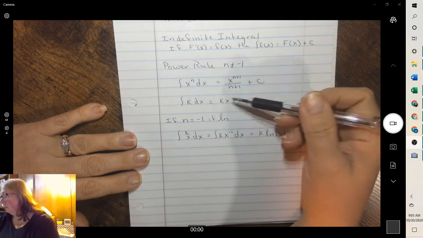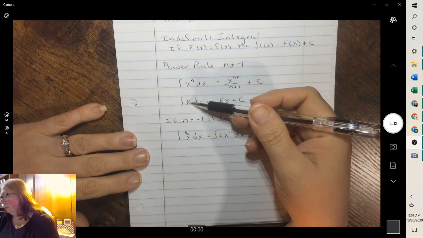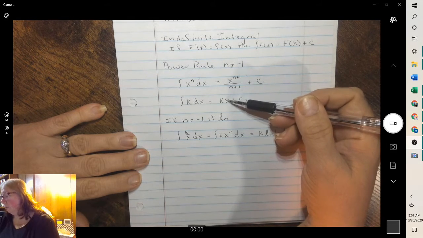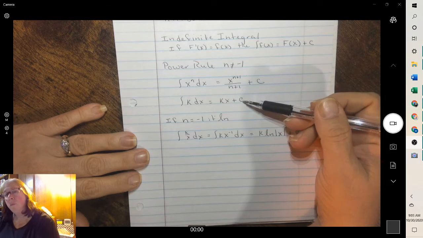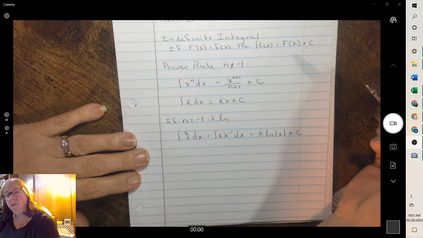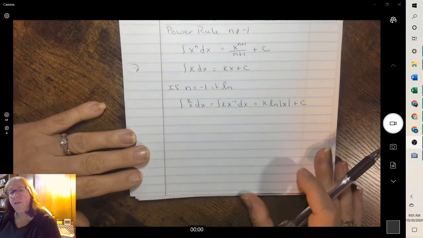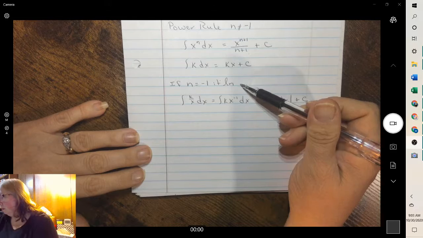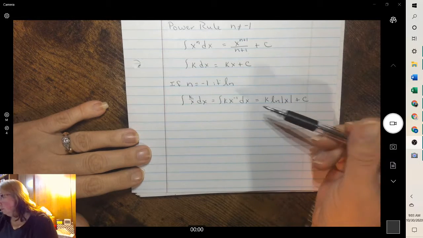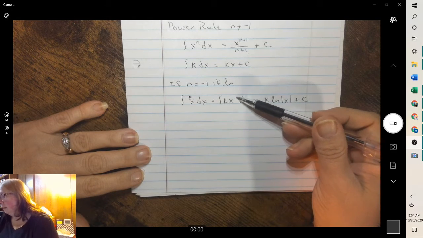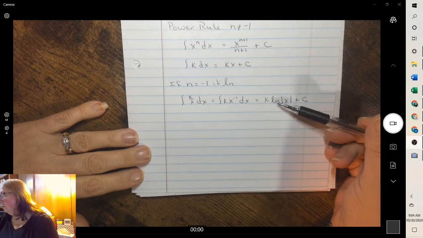If you have a constant, the x comes back, because if you remember, x is x to the 0, plus a constant. When n does equal -1, that's a special case. It's a natural log. So if you had k over x, or bringing the x up, kx to the -1, it becomes the natural log.